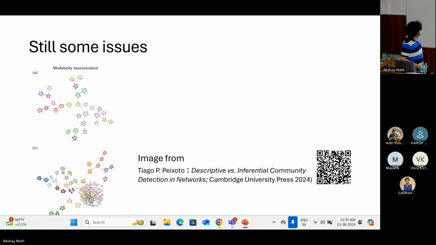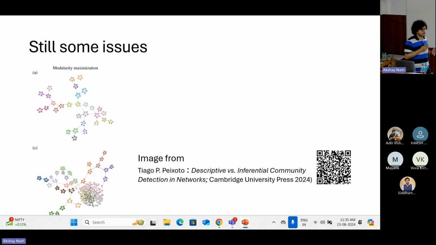So this is a method called modularity maximization. This is an extremely popular method. I'll not go into the definition unless you want me to. Maybe offline I can show you what the definition is. But it's a very popular method, and for a lot of tasks, it does work well.